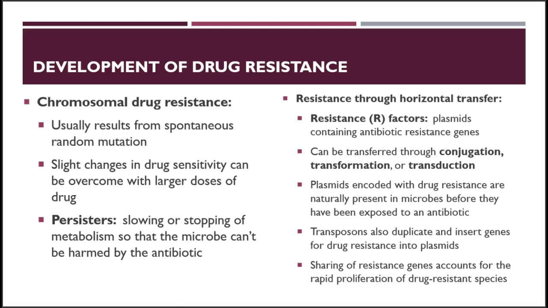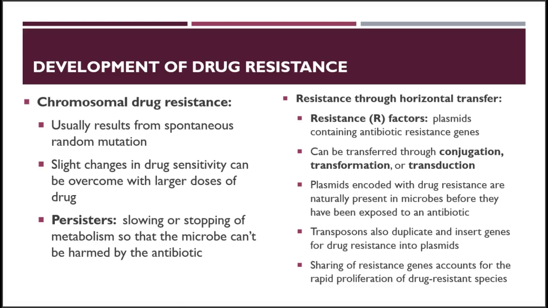There are also organisms who develop drug resistance through horizontal gene transfer. They gain that gene from another organism. And these genes are typically found on plasmids. They're called resistance or R factors. And they can be transferred to other organisms through conjugation, transformation, or transduction. Sometimes an organism will naturally have this R factor encoded on a plasmid.